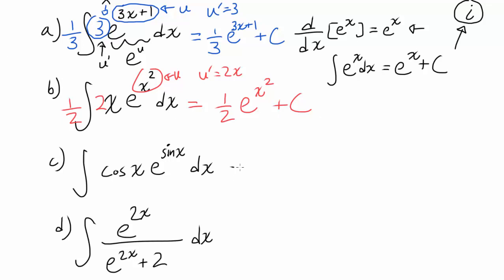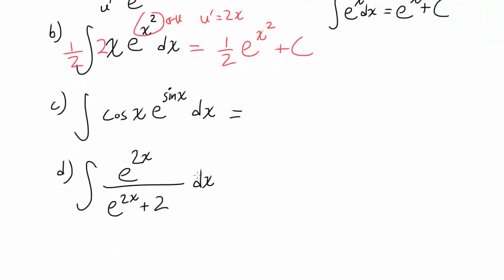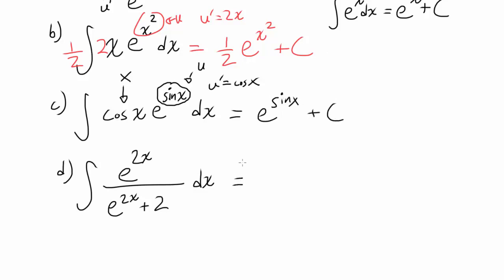Now let's try C. You have the integral of cosine of x times e to the sine of x dx. Let's consider sine of x to be our u, so our u prime is cosine of x. Hey, we have our u prime to begin with, so you can think of our u prime as going away. Integrate e to the sine of x with respect to sine of x, and you have e to the sine of x plus c.